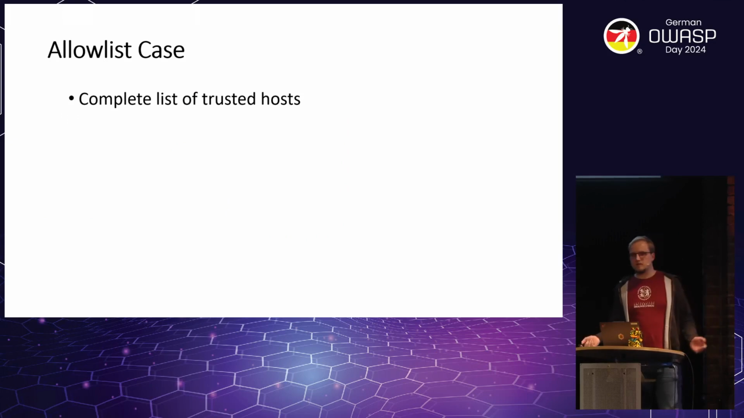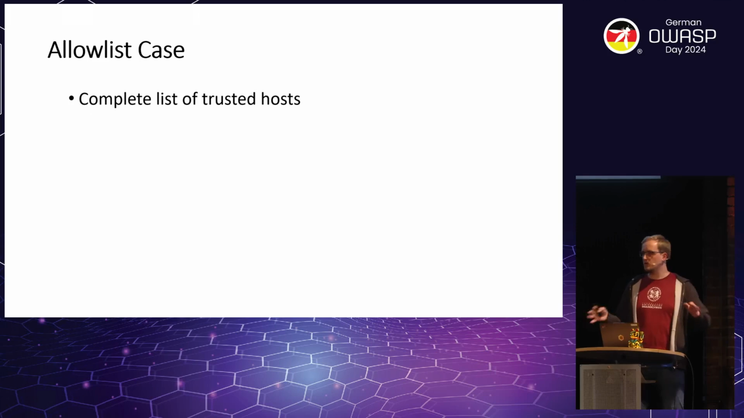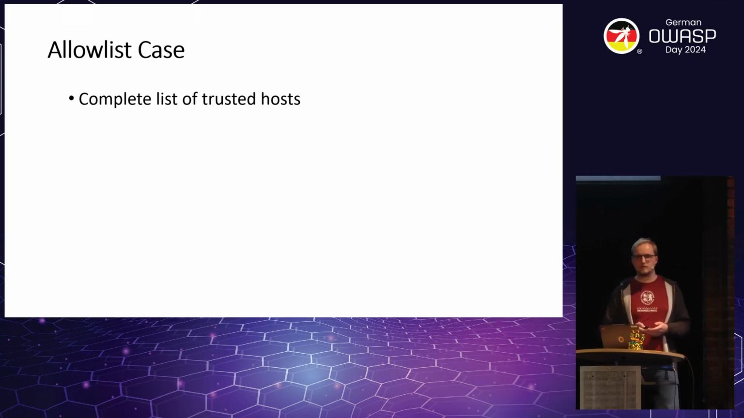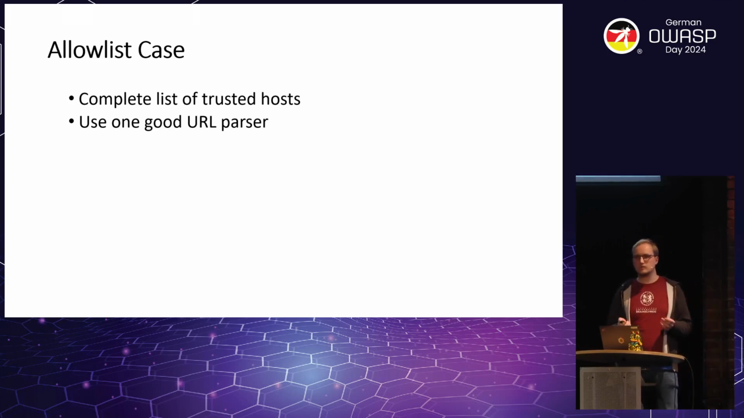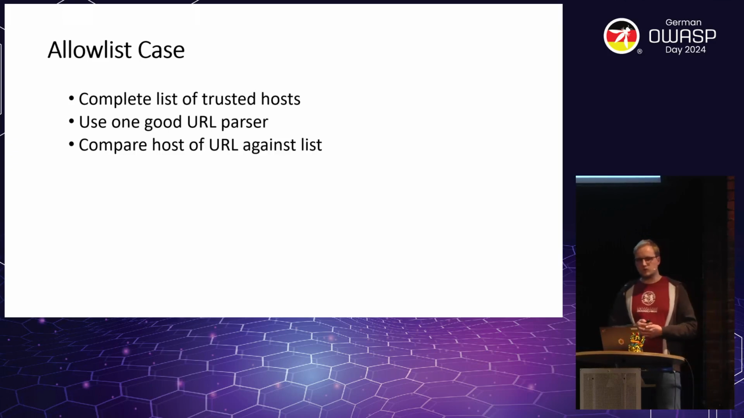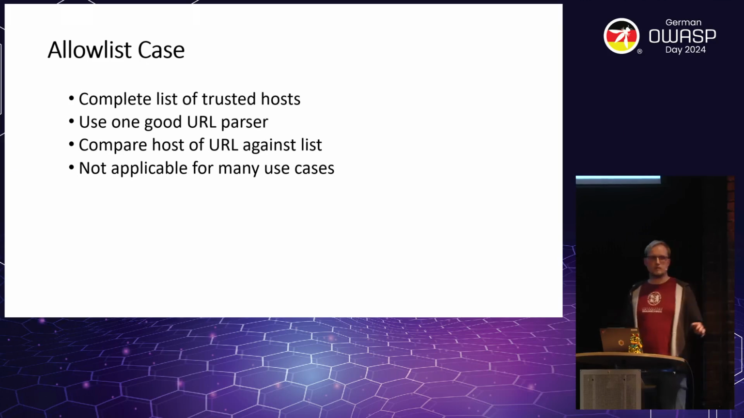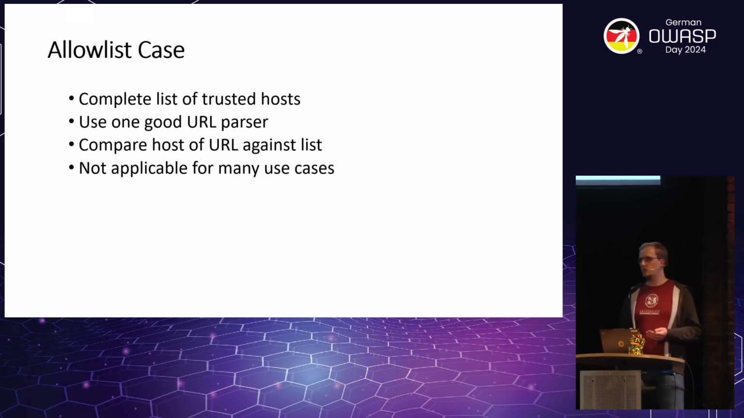So what can we do against this? If we are in the allow listing case, so if we know that we can trust a certain number of hosts, and we trust only those, and we only want to request those, we can just compile a list and check the input against that list of trusted hosts, and then we're basically done. We should just make sure that we're only using one good URL parser to avoid parser confusion attacks. And we can just compare that host against this list, and we're done. But this is not applicable for most use cases. For example, the link preview case. You want to generate link previews for all possible links, not just a handful of hosts, right?